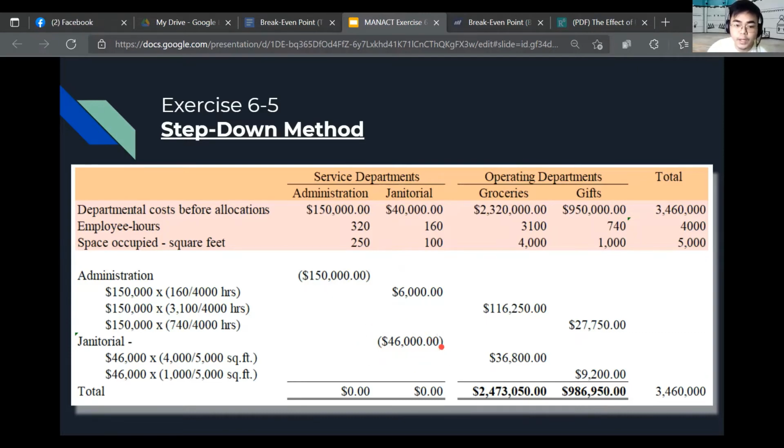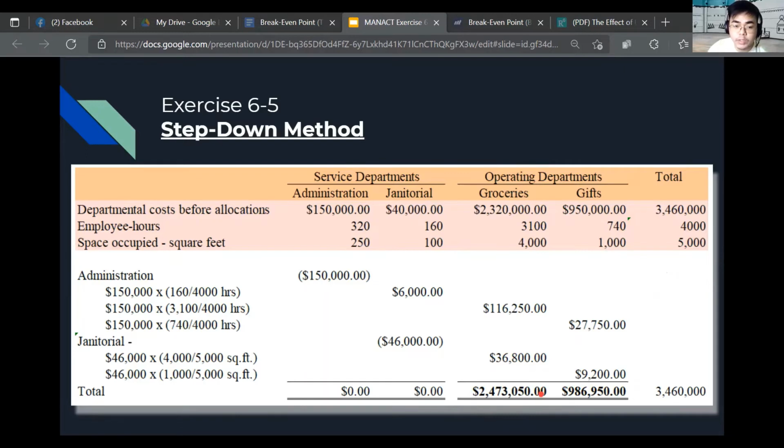So using the same formula, we multiply 46,000 by the space occupied, which is 4,000, divided by the total square feet occupied, which is 5,000, and we get 36,800. And next we have 46,000 multiplied naman to the space occupied for the gifts, which is 1,000, divided by the total space occupied, which is 5,000. So we have the total of 9,200. So we sum up the cost allocated.